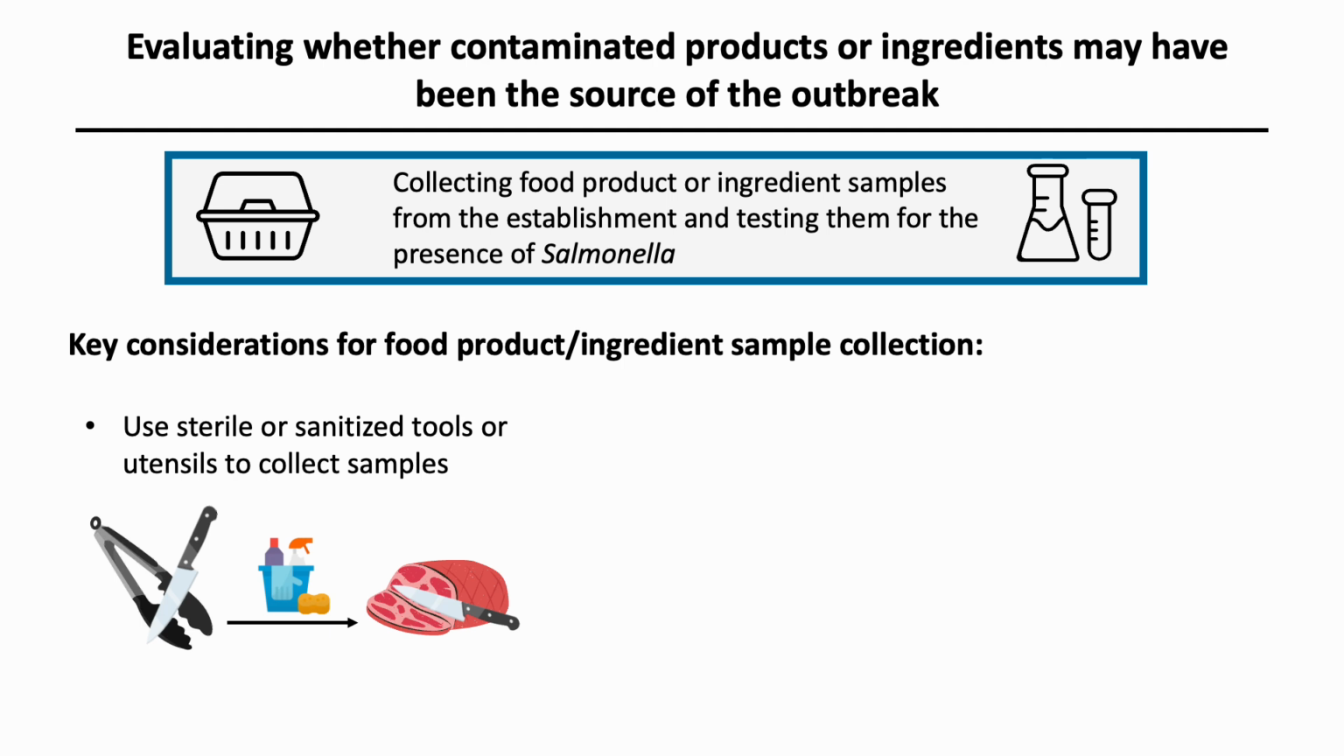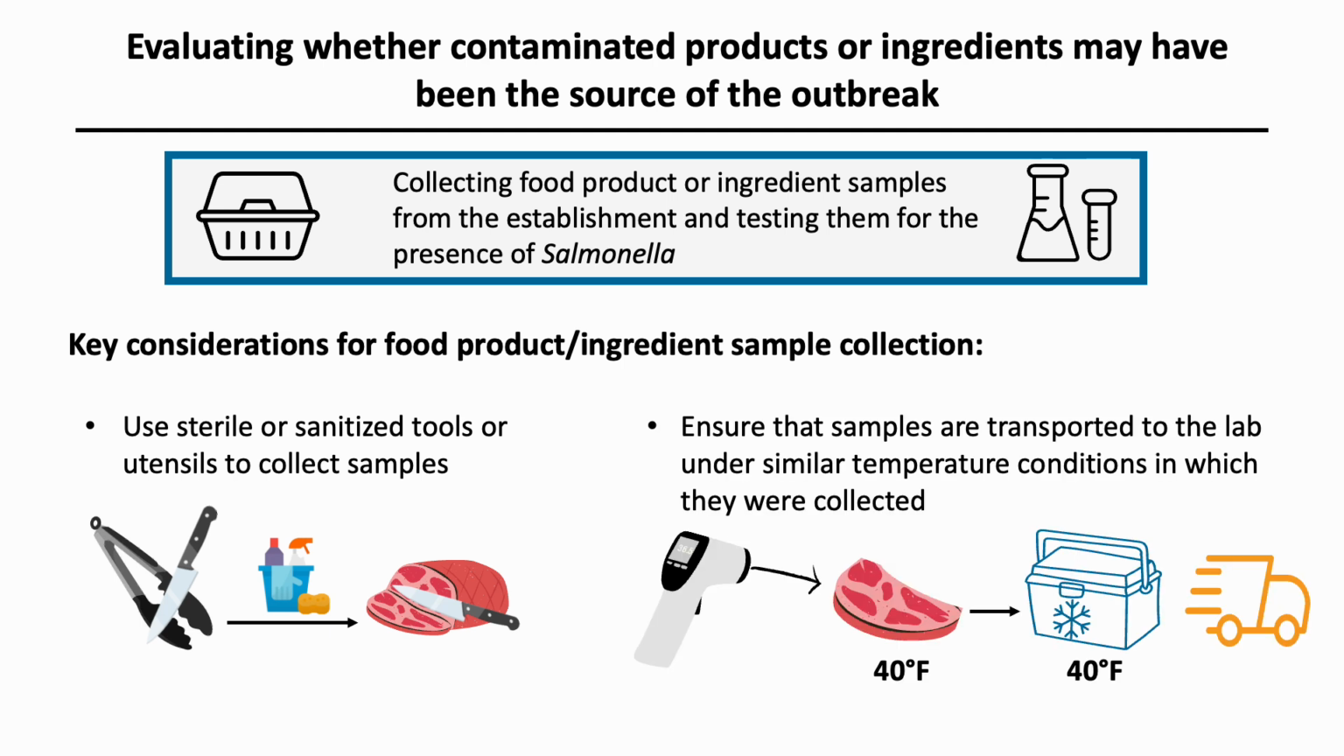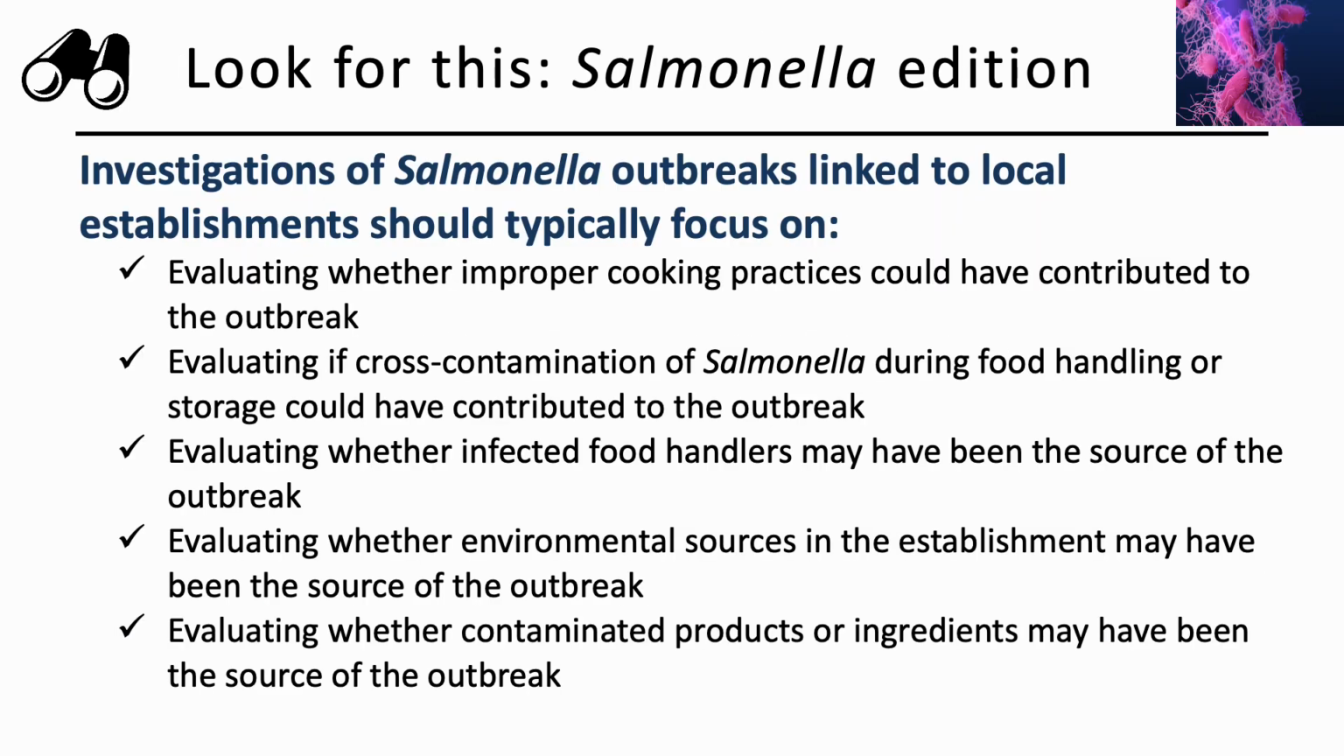For example, if you are using utensils, such as knives or tongs, from the establishment, be sure to clean and sanitize them before collecting food product samples. Additionally, it is important to ensure that all collected samples are transported to the lab appropriately. More specifically, samples should be transported under similar temperature conditions in which they were collected. For example, if samples were collected at 40 degrees Fahrenheit, then they should be transported to the lab at or around 40 degrees Fahrenheit.